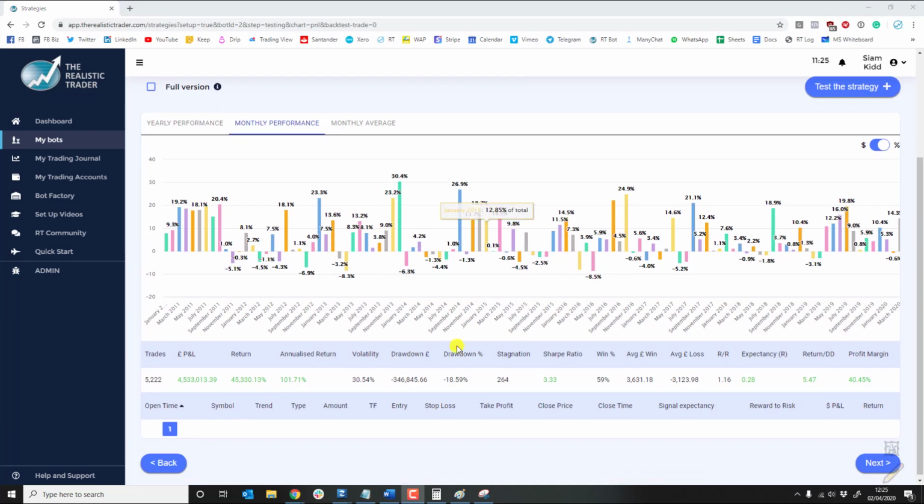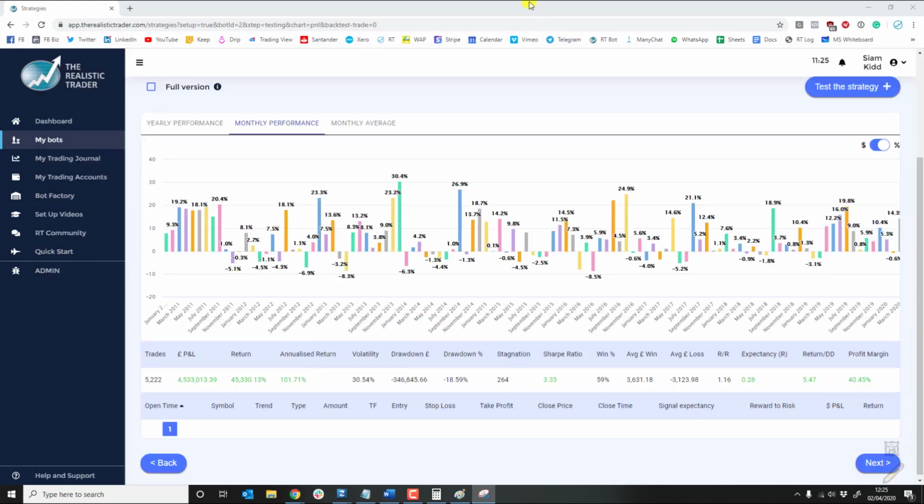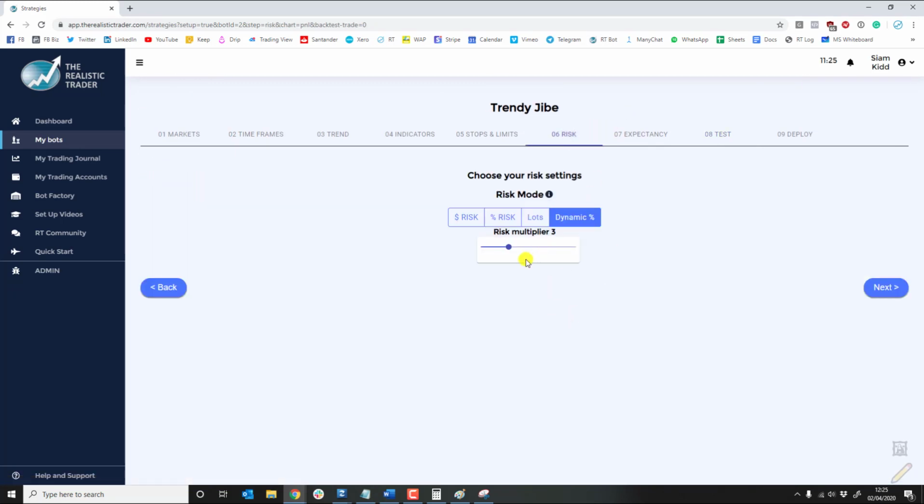Okay, so this is back in. Let's compare it to the last one. We had roughly 191% per year, and then 36% drawdown. What do we have now? Far less drawdown. So what this is saying is that we can start tweaking the risk a bit. We can actually up it a bit. So let's try a multiplier of 6.